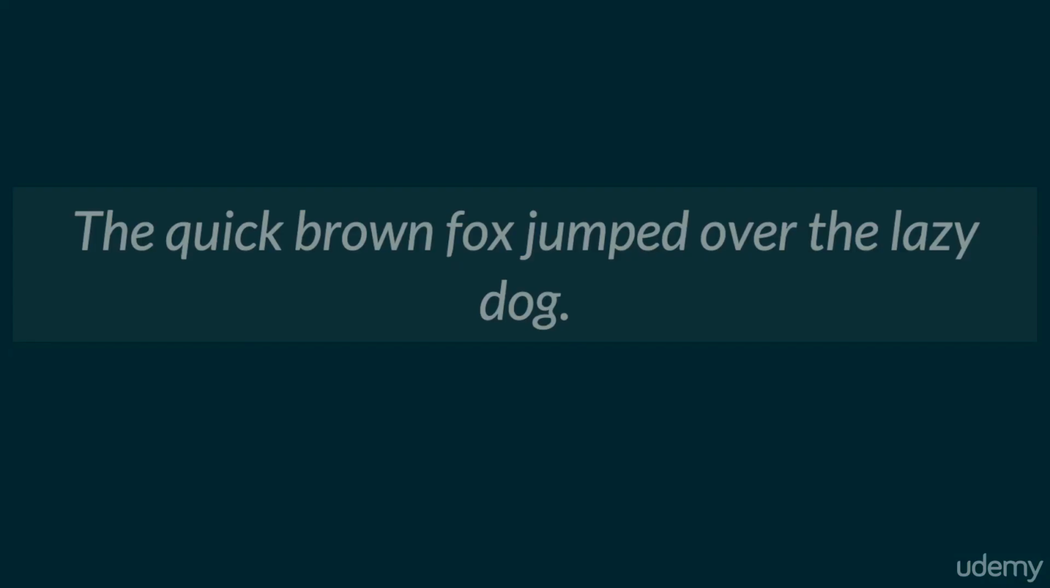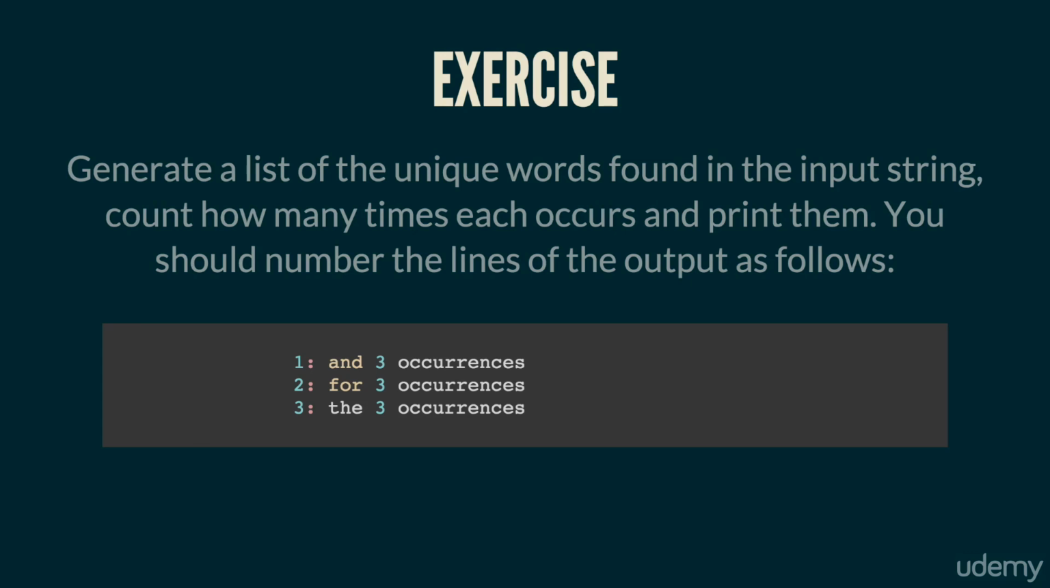So for this lesson, I have a couple of exercises, and I'd like you to take the time to go through these exercises in detail. Start with the string from the exercise in the previous lesson: The quick brown fox jumped over the lazy dog. Generate a list of the unique words found in the input string, count how many times each occurs, and print them. You should also number the lines of the output as follows. In this exercise, it's important to remember the difference between cardinally indexed objects and ordinally indexed objects.